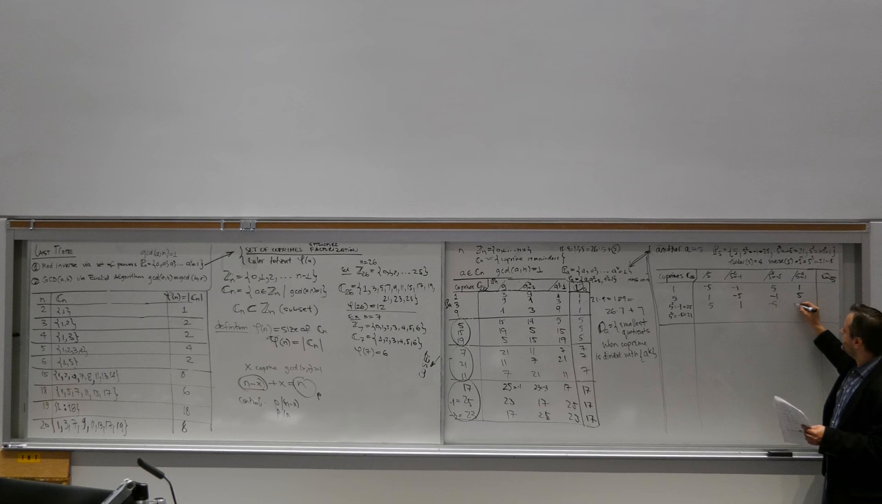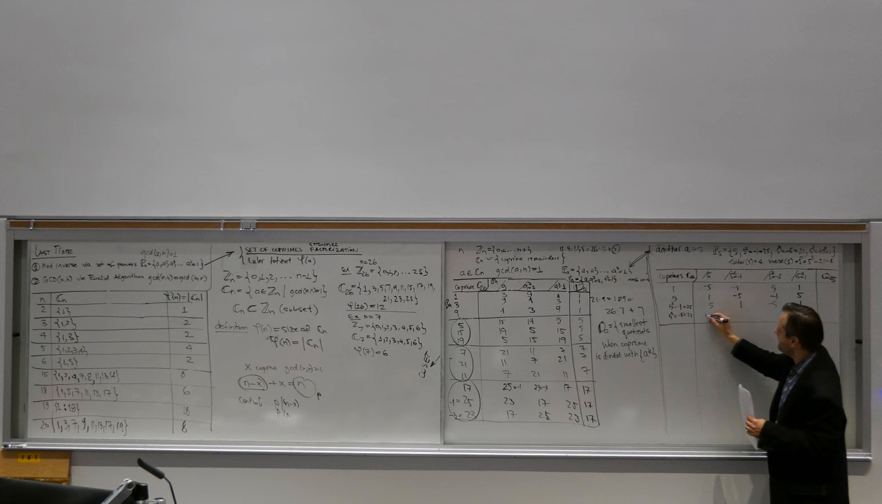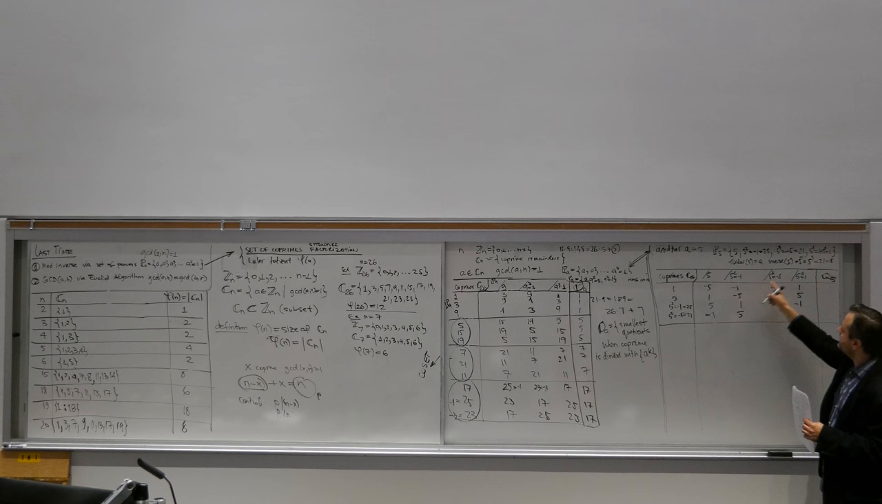And the last row is minus 5 divided by 5, which is? Minus 1. Minus 5 divided by minus 1? Minus 5 divided by minus 5? And minus 5 divided by 1?